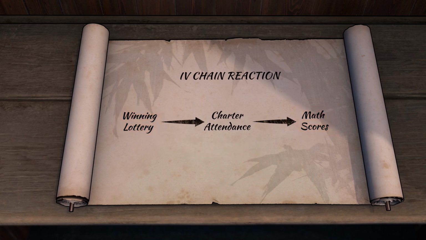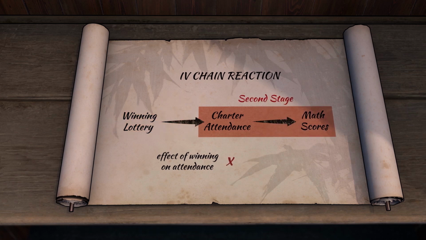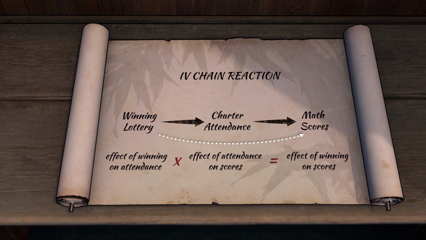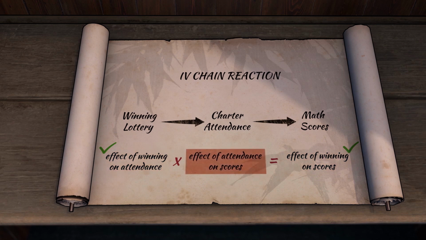This chain reaction can be represented mathematically. We multiply the first stage, the effect of winning on attendance, by the second stage, the effect of attendance on scores, and we get the reduced form, the effect of winning the lottery on scores. The reduced form and first stage are observable and easy to compute. However, the effect of attendance on achievement is not directly observed. This is the causal effect we're trying to determine.